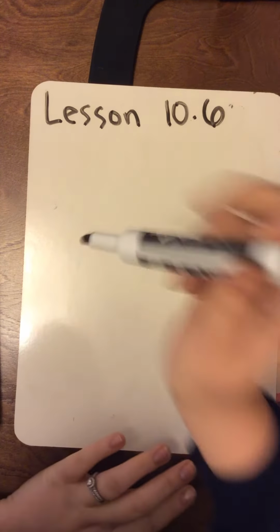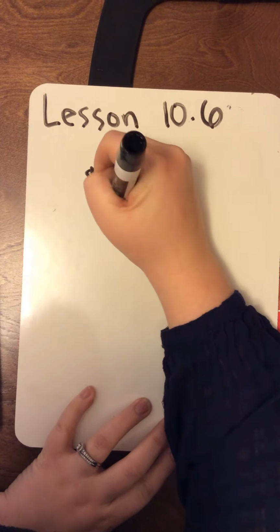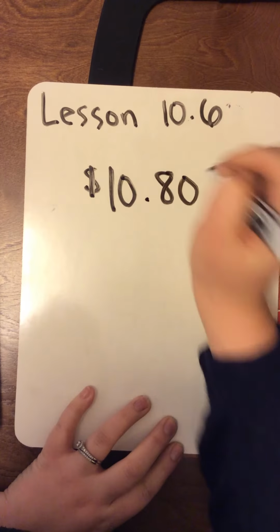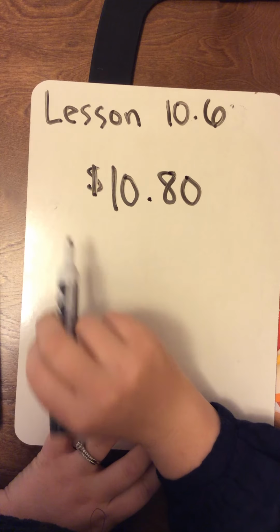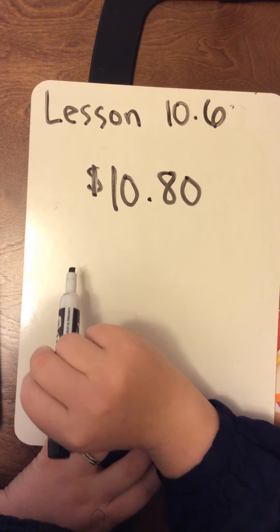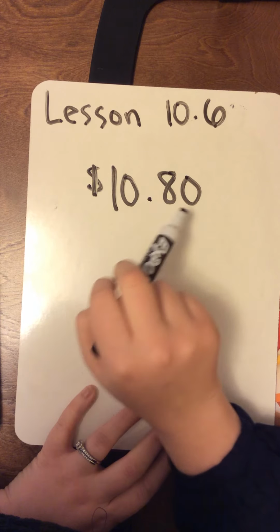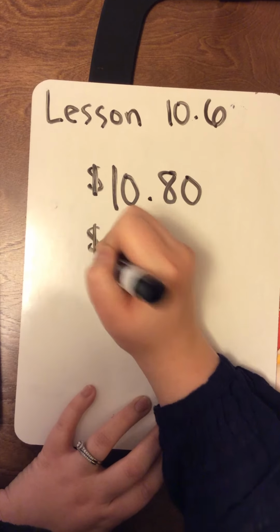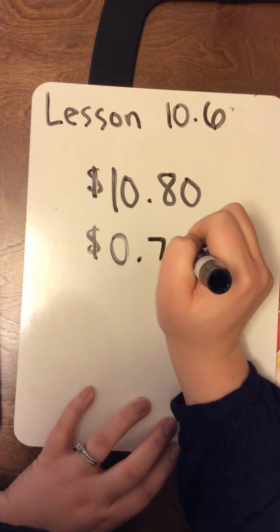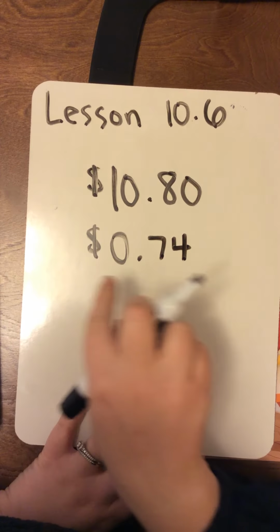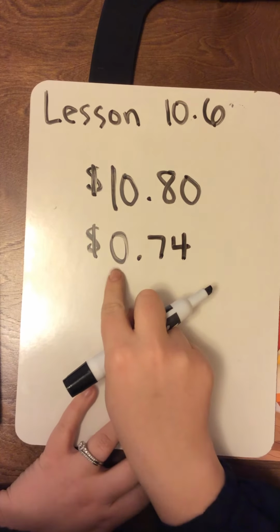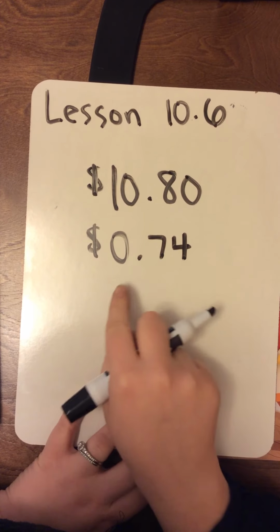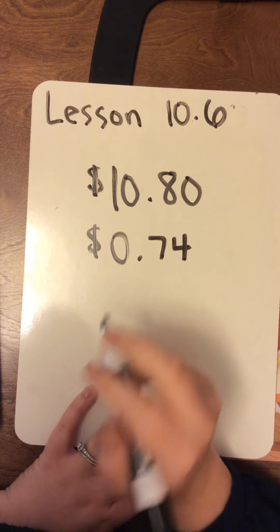Okay. So today we're going to talk about exchanging dollars for cents and cents for dollars. So when we see money amounts written like this, we say the dollars first and then the cents. So we would say $10.80. If we saw this amount written, we would say 74 cents because there's no dollars. We wouldn't say $0.74. We could just say 74 cents.